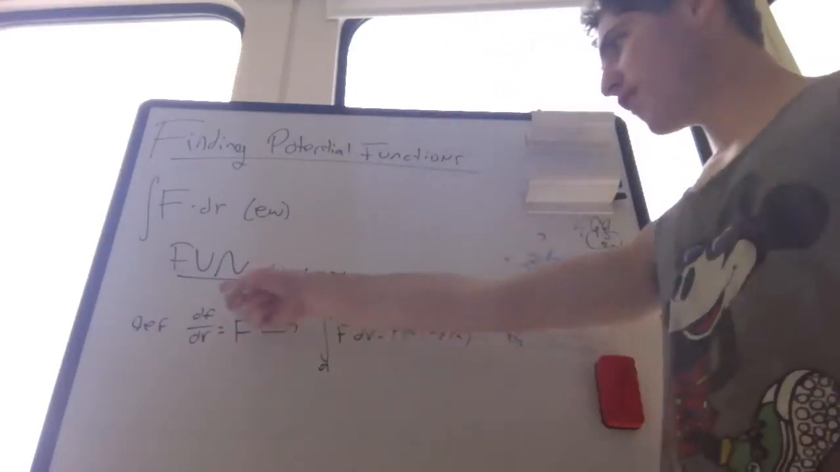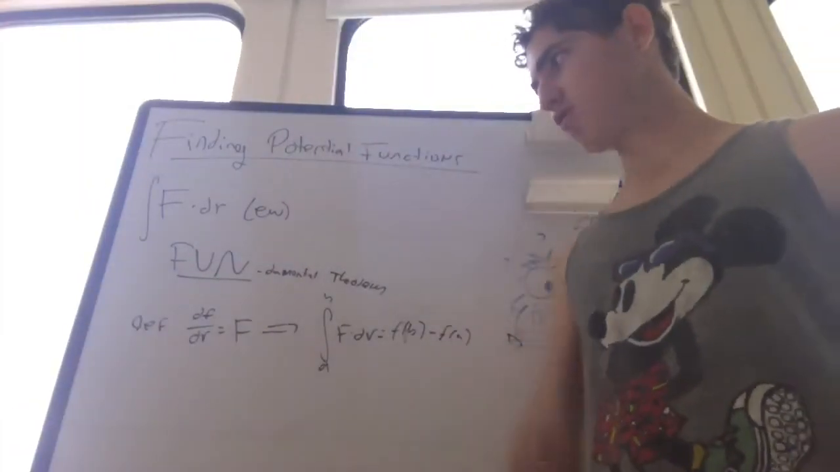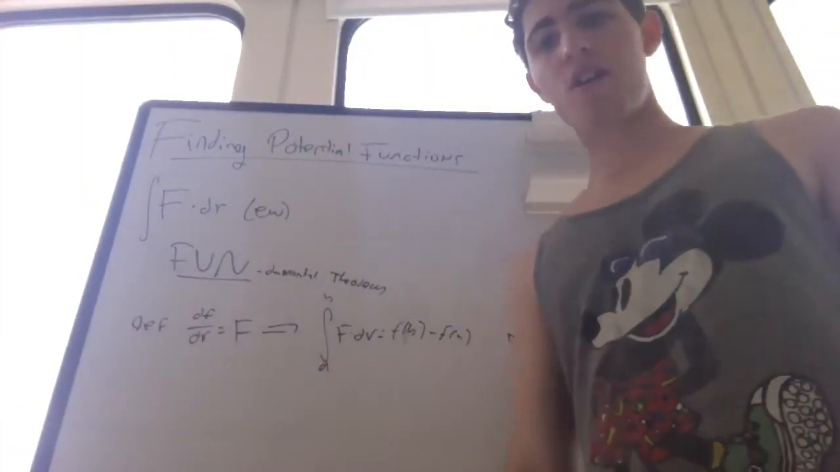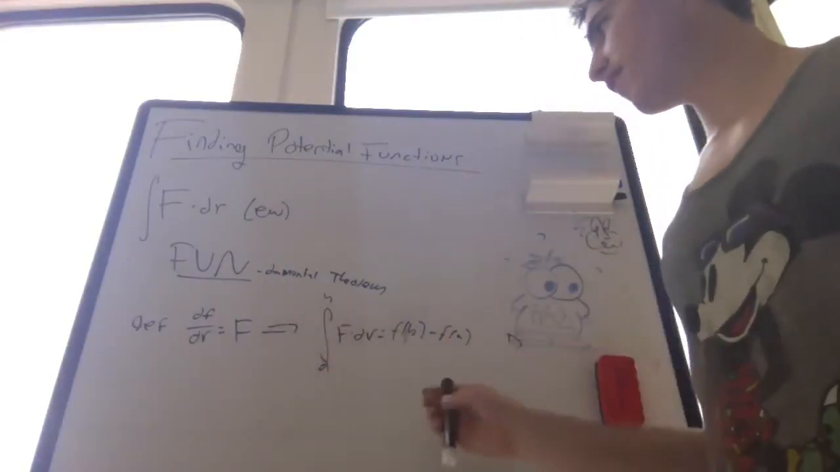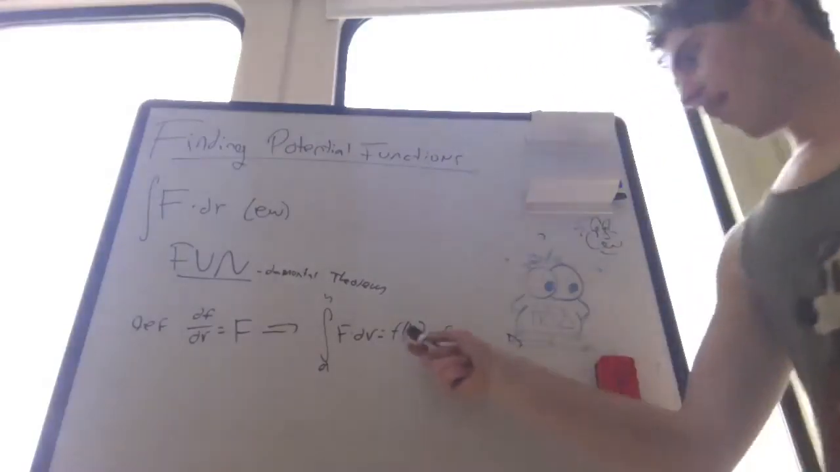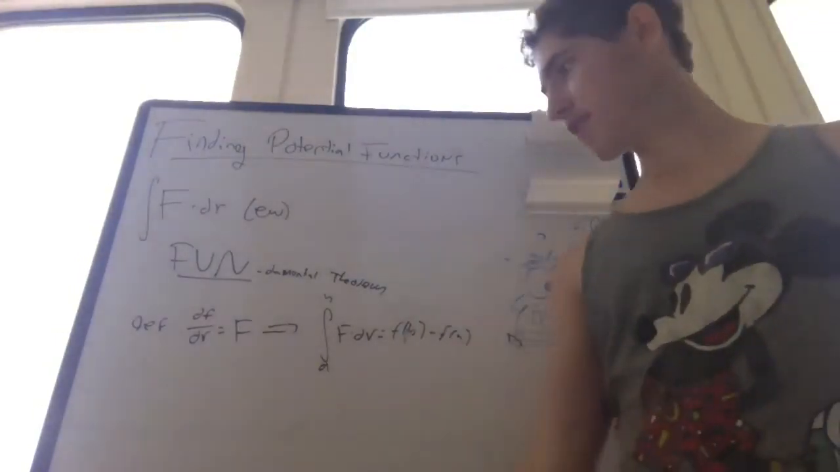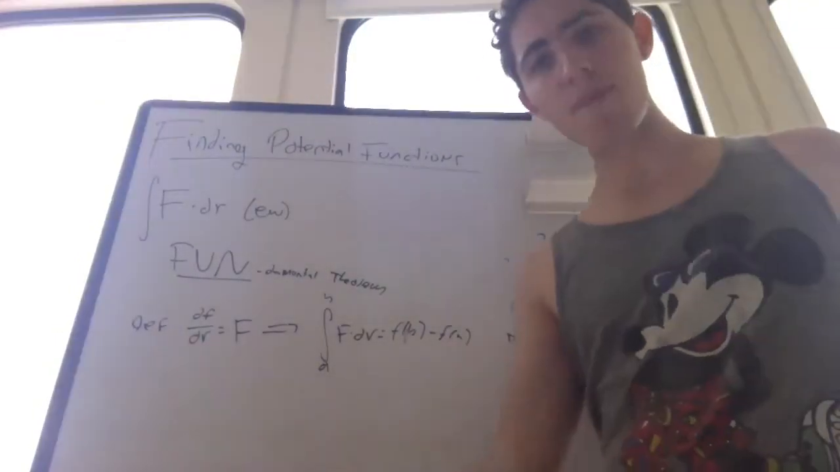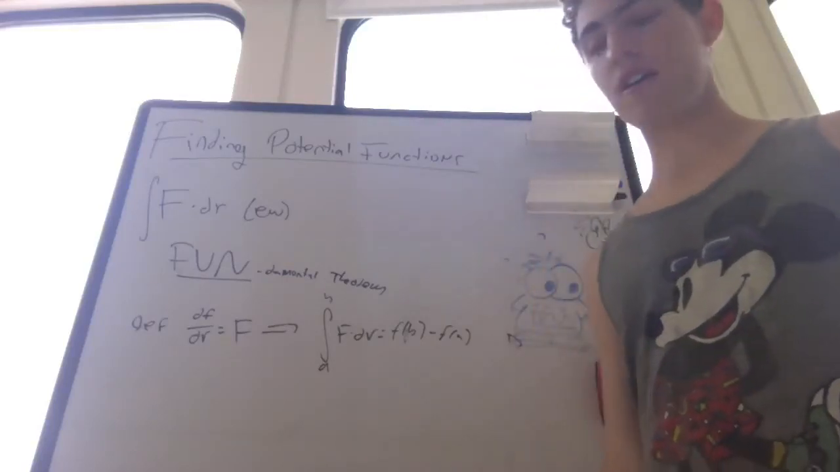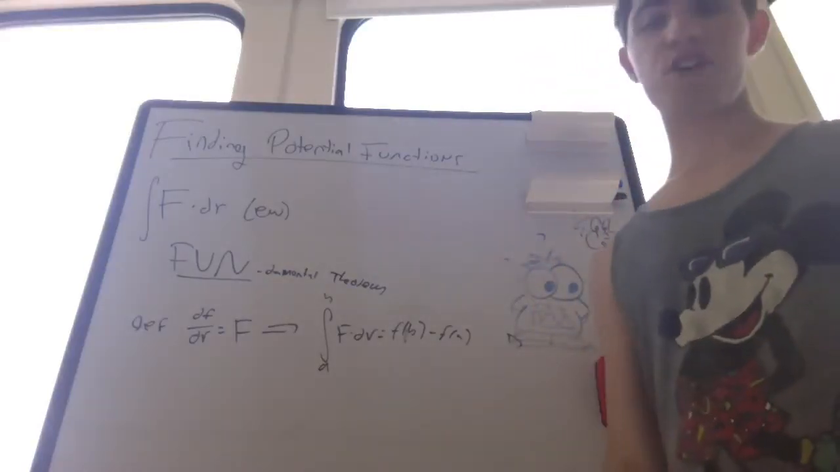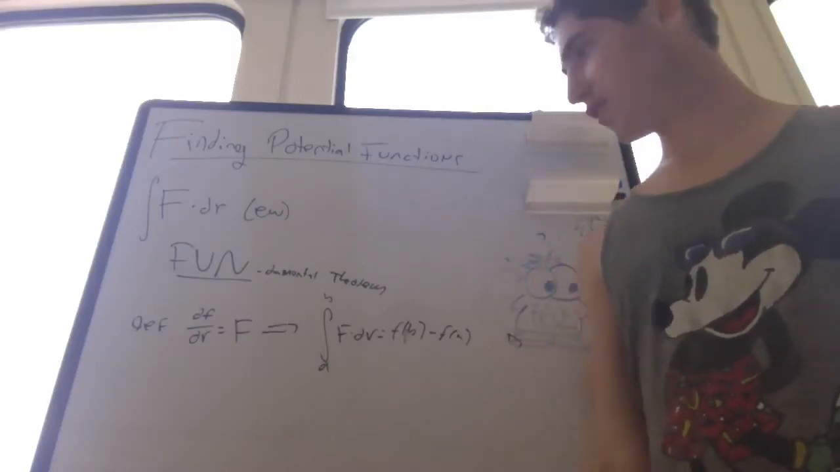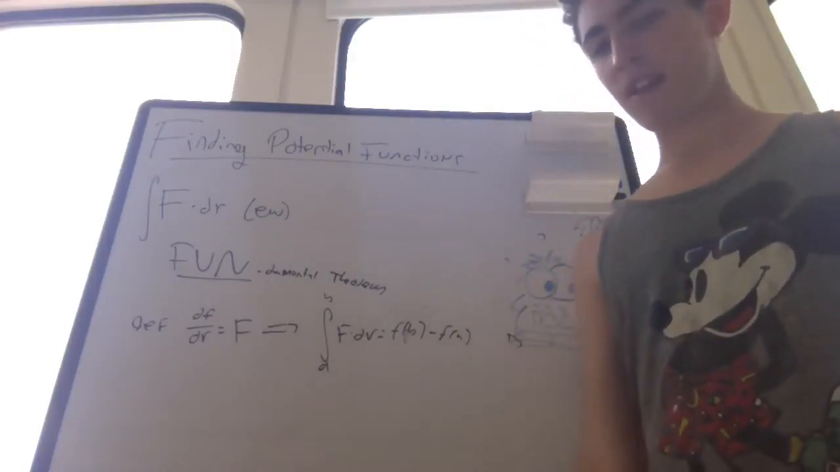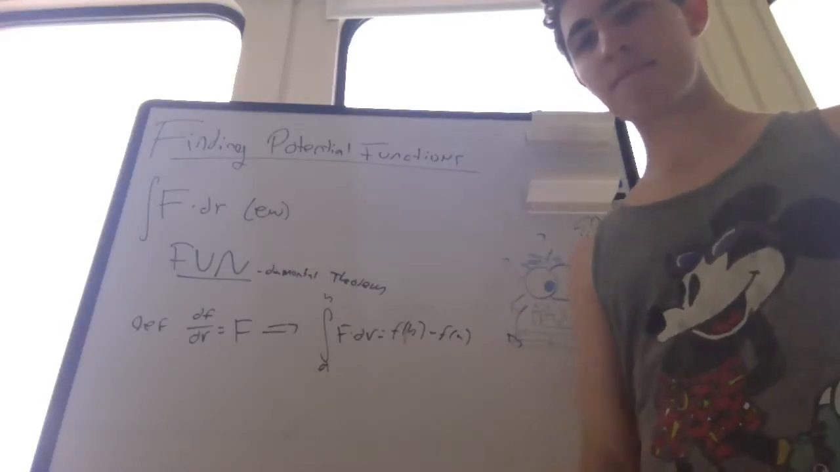So let's apply the fundamental theorem of calculus. If we have a function such that the derivative of that function is our gradient function that we're plugging in, we can simply take that function and evaluate it at our two points, a and b. F of b minus F of a will give us our answer. So, if we can find a potential function such that the derivative of that function is our force field that we're trying to evaluate over, then we're good. We can just plug in and it's easy.